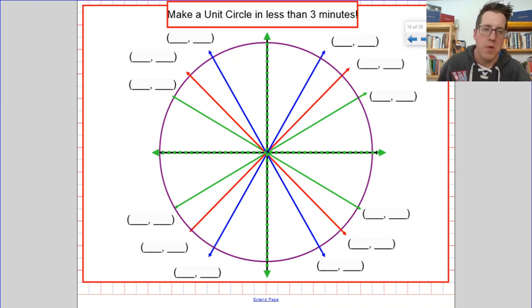Okay, fill out a unit circle. Right now, you should be able to do it in 8 minutes. By the end of the weekend, you should be able to do it in like 3 or 4 minutes. Alright, pause the video, give that a try.